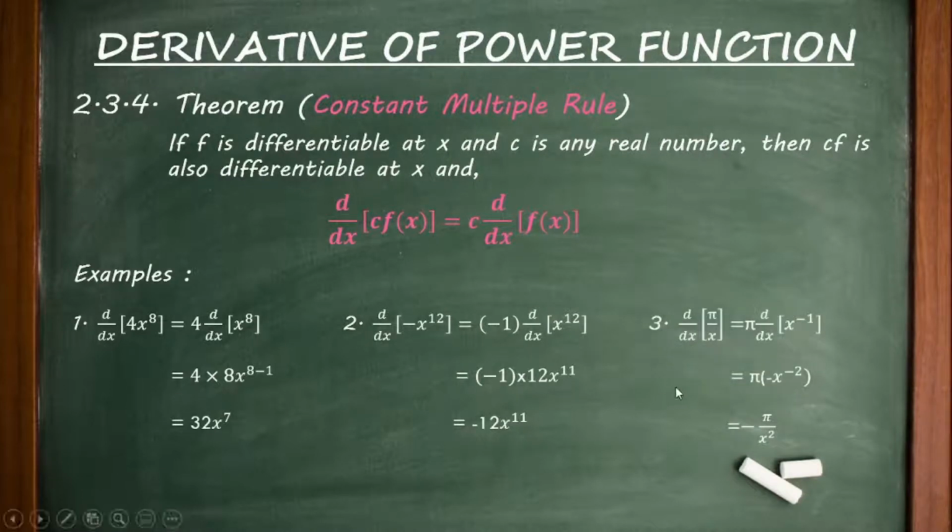Example 3, differentiate pi over x. Pi over x, this pi is a constant. We can take it outside, and then 1 over x we can also write as x to the power of negative 1. Then differentiate this x to the power of negative 1, we get negative x to the power of negative 2, because with this power minus 1 we get negative 2, and then we can also write it in this form.